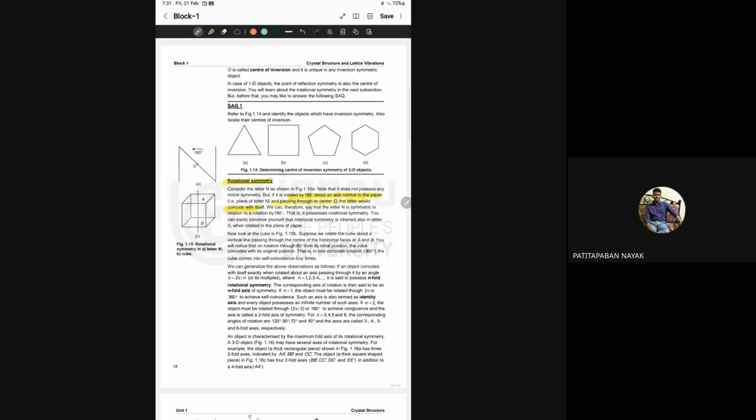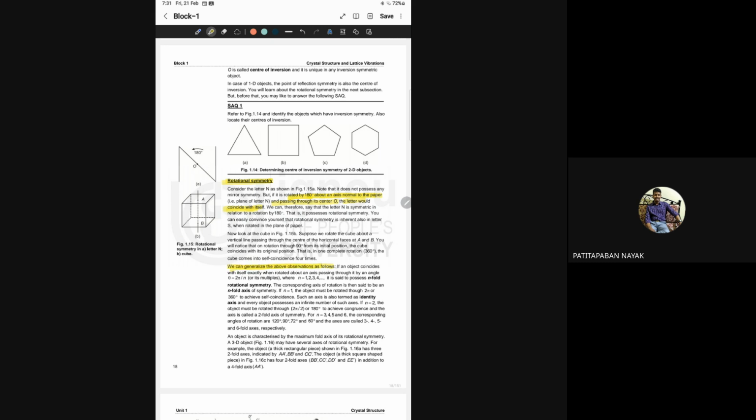You can easily convince yourself that the rotational symmetry is inherent also in the letter S. If you take N, S is also similar. If you rotate 180 degrees, then it becomes the same again, right? When rotated in the plane of the paper. So we can generalize the above observation as follows.